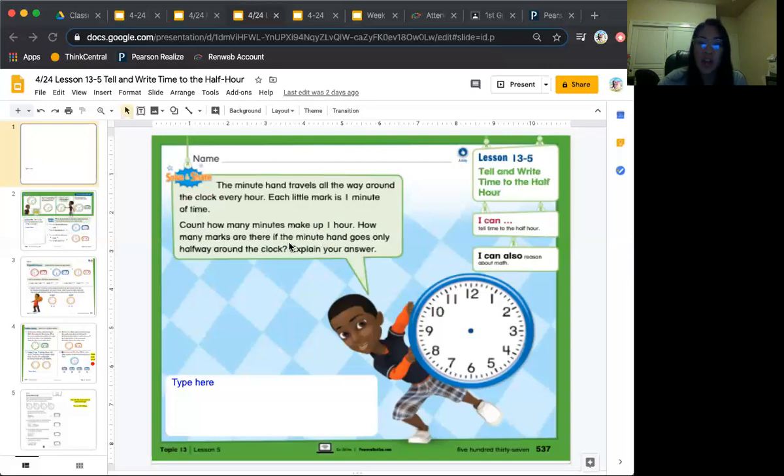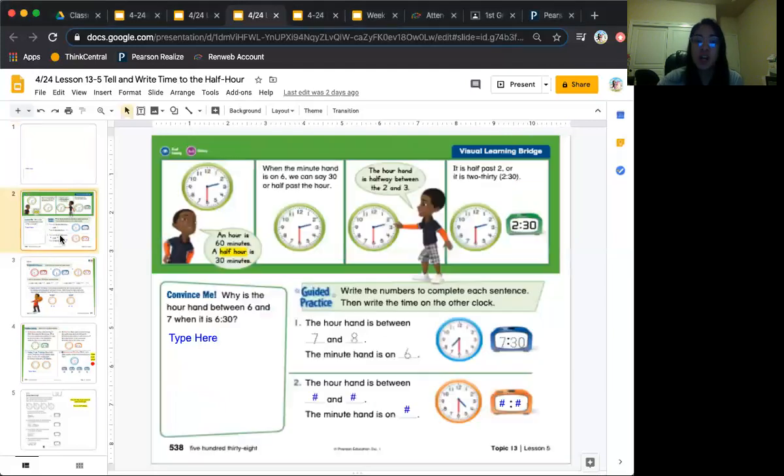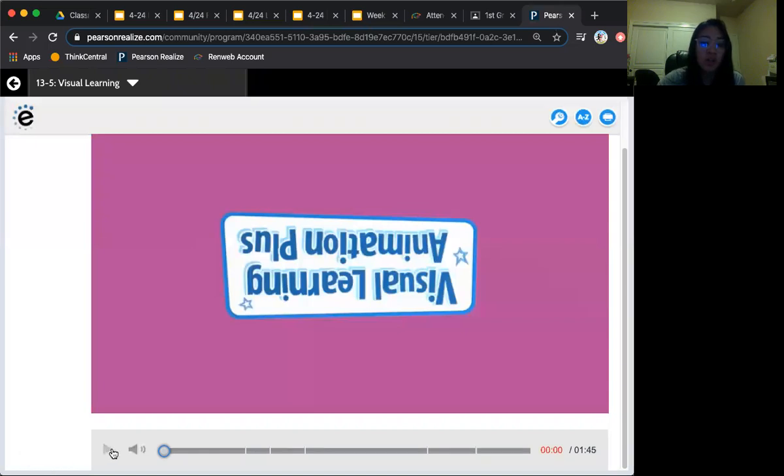How many marks are there if the minute hand goes only halfway around the clock? So we counted all the way around the clock. How many minutes have gone by if the minute hand has only traveled halfway around the clock? I'll let you explain your answer here. And then before we turn to the next page, I will show you your visual learning bridge. This visual learning bridge is kind of shorthand of what we're going to watch. So here it is.